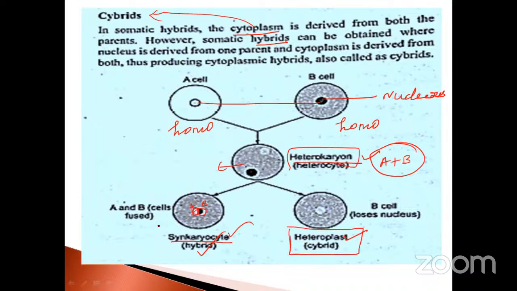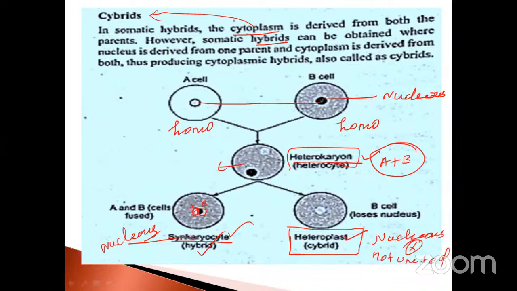Here the nucleus is fused. A and B cells are fused. A and B also united, and the nucleus also united here. That's why it is called synkaryotype. Karyon means nucleus, isn't it, my dear? But here, heteroplast only. What is the meaning of heteroplast here? There is no union of the nucleus. The nucleus is not united here.